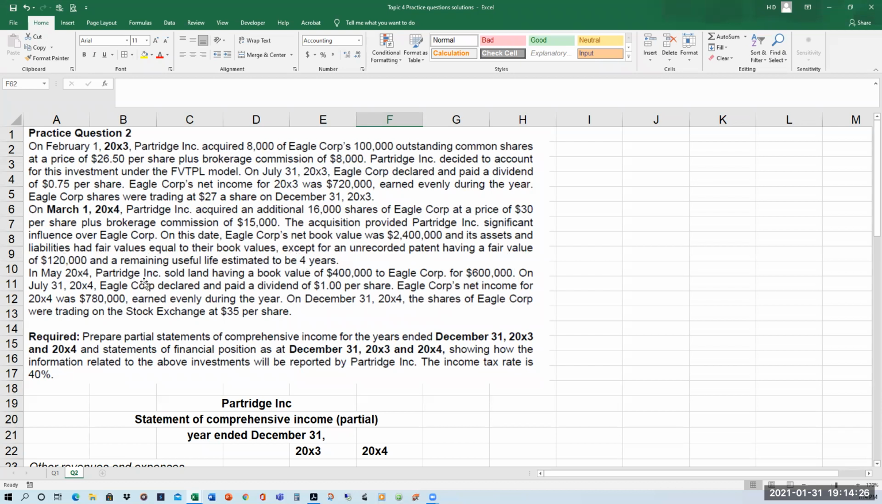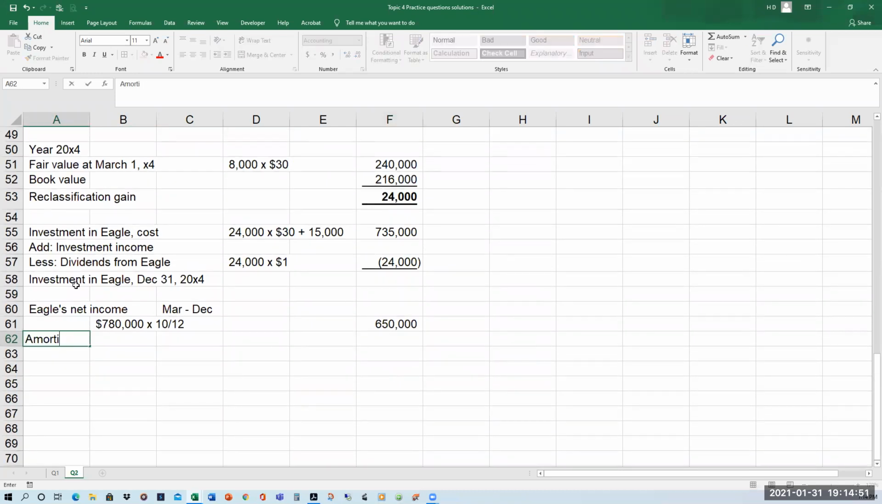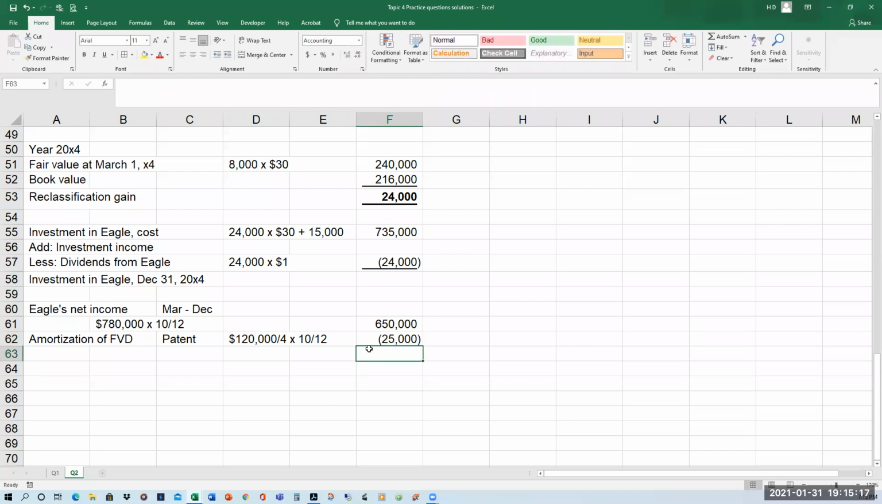All right, so this patent is a limited life asset. So this fair value difference, now keep in mind, if it was unrecorded, it means the book value was 0, fair value was 120. So this is an understatement. 120,000 divided by 4 will work out to $30,000 for a full year. We will be picking up 10 months worth. So fair value difference amortization on the patent, we have 120,000 divided by 4 times 10 over 12. And we know that this amortization will reduce net income. So that's negative $25,000.